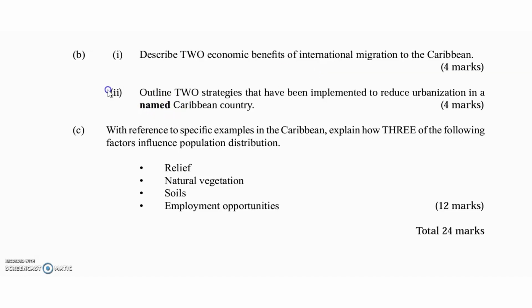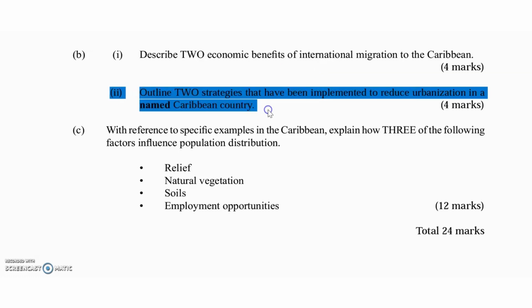Now, B part 2: outline 2 strategies that have been implemented to reduce urbanization in the named Caribbean country. Now, folks, I would like to talk about Trinidad. Trinidad in particular, the most southerly of all the Caribbean islands. Now, Trinidad has in fact implemented two strategies.